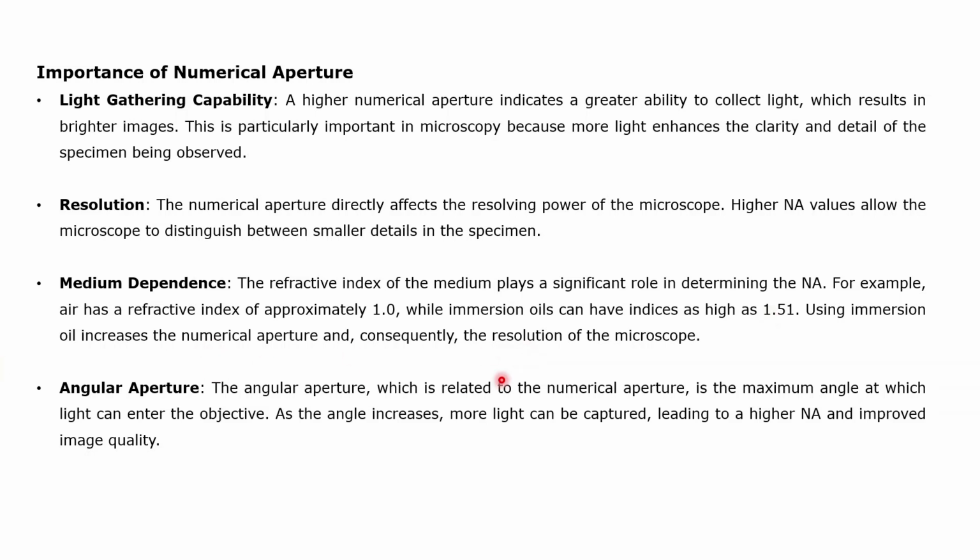And it also depends on the angular aperture. Basically, it is the maximum angle at which the light can enter the objective. So as the angle increases, you can see that in n sine theta, the sine theta value moves from 0 to 1, right? So it tends to increase the numerical aperture there. So this is another importance of numerical aperture, why we prefer it when we are buying a microscope. So I think this is clear. Anyone has any doubt?